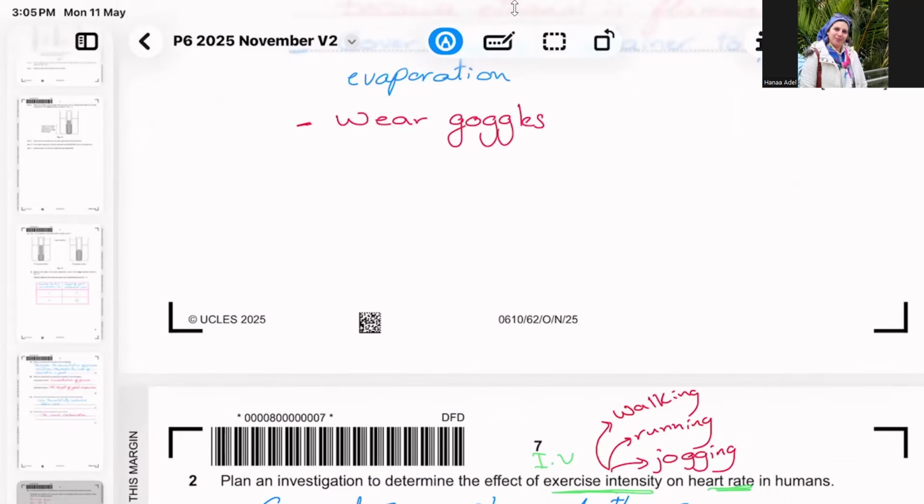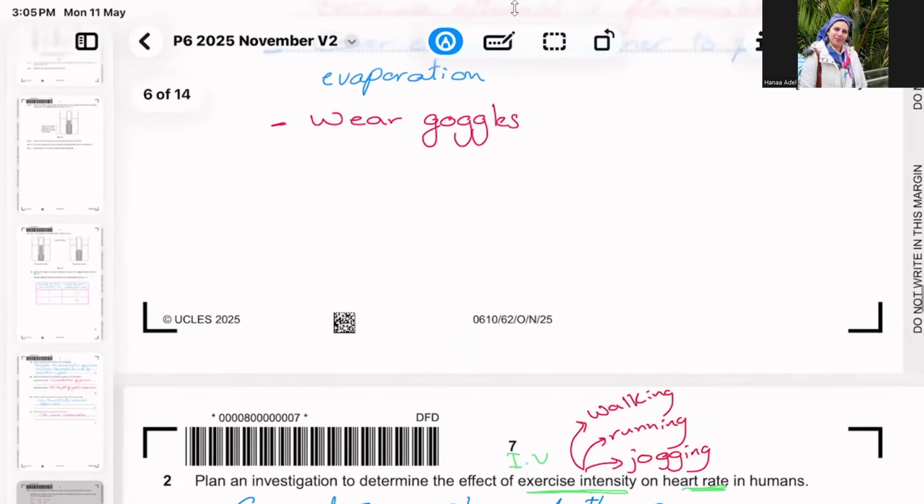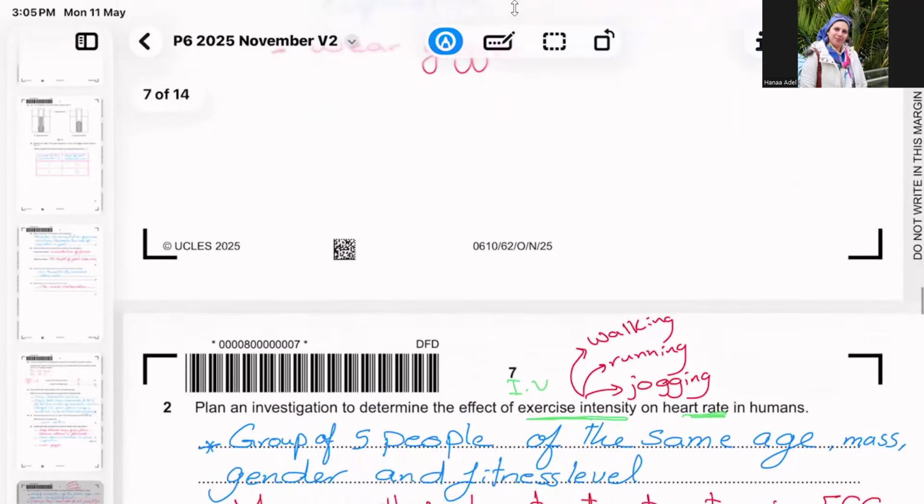Firstly, this investigation is for people. So when we ask people to do an exercise, they should have the same age, same mass, same gender, and fitness level or activity level. Then we have to measure their heart rate at rest at the beginning of the investigation using an ECG. What is ECG? This is called an electrocardiogram, used to monitor the heart rate, or also to count the number of heartbeats in a certain time.